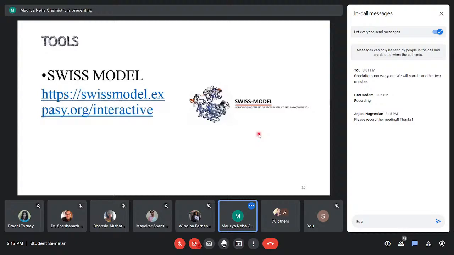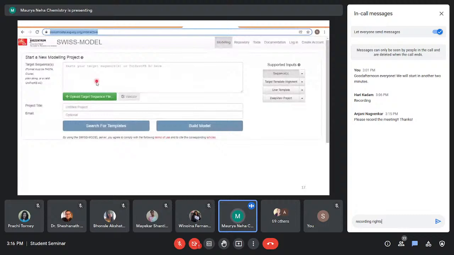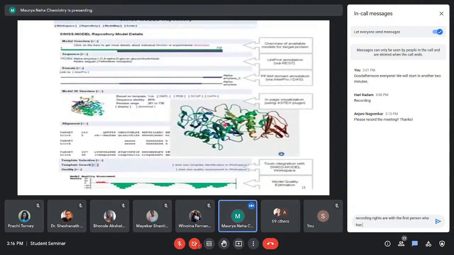This is Swiss-Model. It helps us predict the structure of any protein sequence. When a new sequence of a protein is determined, this tool can help us predict the tertiary structure of the protein. Here you enter your sequence and then click on build model. It takes a while, but it gives the proper 3D structure of the protein. From here you can use other softwares, like comparing with PDB proteins, and use PyMOL to study this molecule in detail.